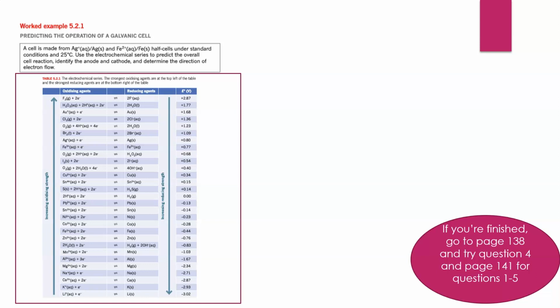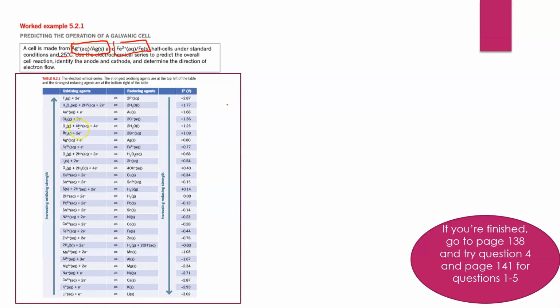So we have a look at some of these questions and how they would appear. Let's have a look at a cell made from silver ions, so silver ions and silver solid, and Fe2+ and Fe solid under standard conditions. This is just telling me that the electrochemical series should apply. We want to predict the overall cell reaction, identify the anode and the cathode, and determine the direction of electron flow. Okay, so we talked about predicting reactions in our last video.